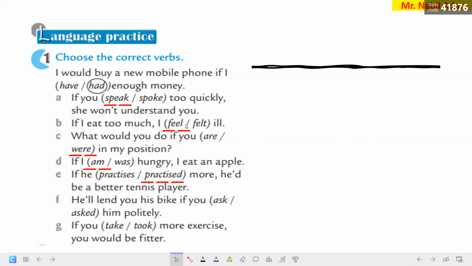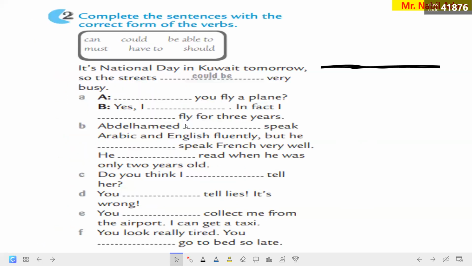He'll lend you his bike if you ask. This is the first conditional: present simple, future simple. If you did more exercise, you would be fitter. This is a second conditional sentence. Now let's move to the second exercise here for grammar.